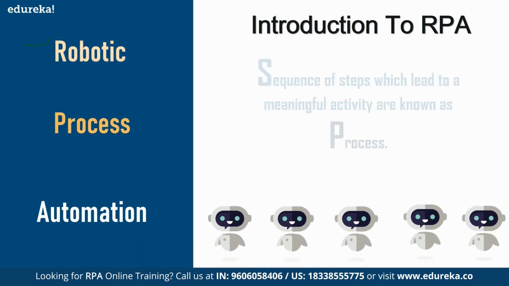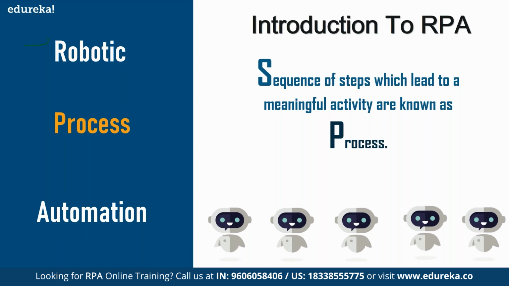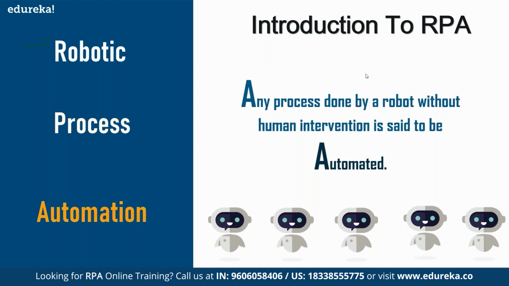Then what is a process? In very layman's terms, the sequence of steps that we do, which leads to a meaningful activity, is a process. For example, making tea or coffee has a series of steps that we have to perform to get some meaningful product at the end. So that is what a process is.